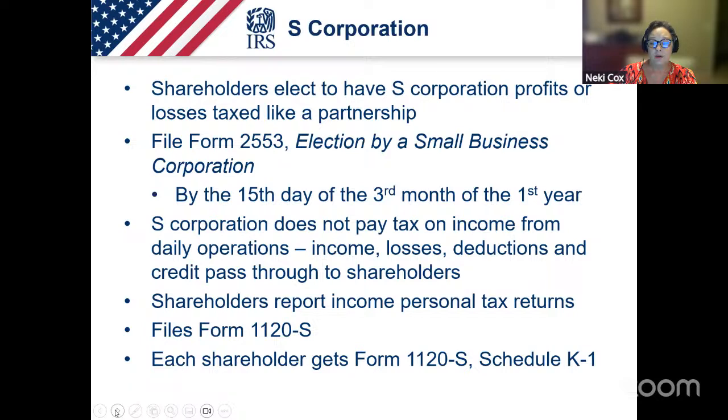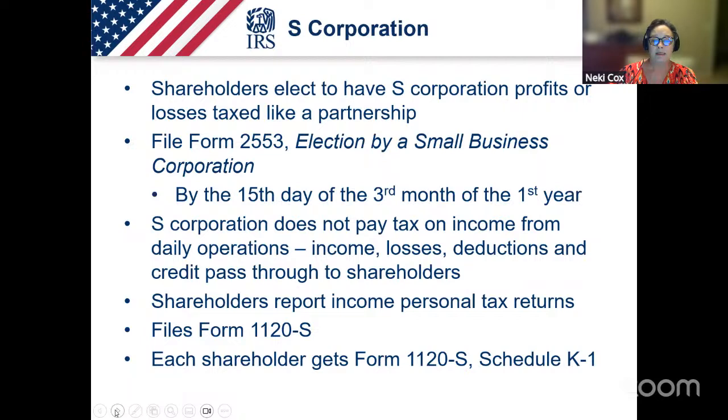The organizing shareholders of a corporation who wish to avoid double taxation can file a Form 2553 called Election by a Small Business Corporation, and they'll want to submit this by the 15th day of the third month of the first S corporation year. To give you an example, let's say your first S corporation tax year begins on January 1st. So you have to submit Form 2553 by March 15th. Otherwise, the election is effective for the next tax year.